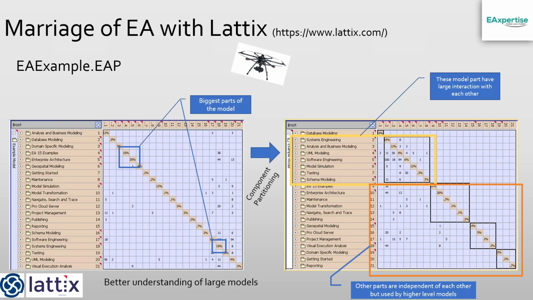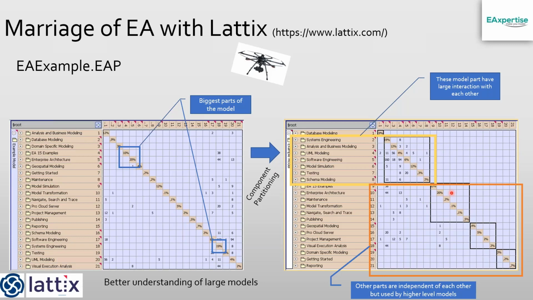So just by using the component partitioning algorithm, Lattix finds out that there are 1, 2, 3, 4 components. And it brings together the top 7 components that have a large interaction with each other. So it will see that as a single component. That's maybe not what you want in your model. Maybe you want only smaller dependencies between parts in your model.